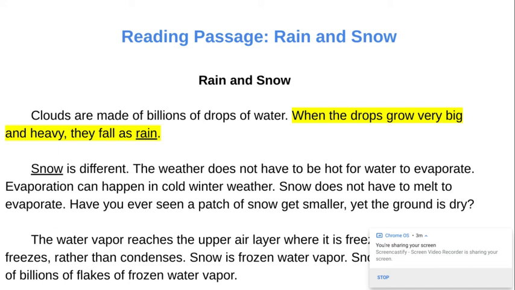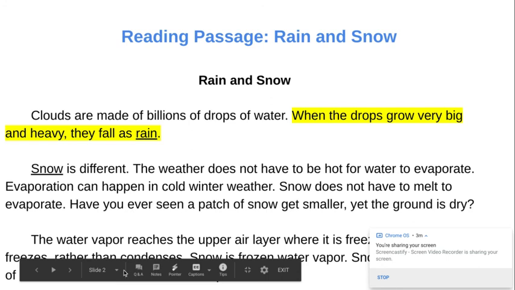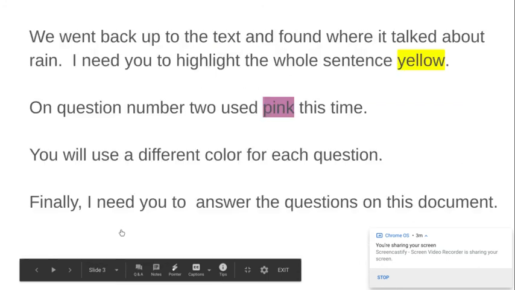Snow does not have to melt to evaporate. Have you ever seen a patch of snow get smaller and smaller, yet the ground is dry? The water vapor reaches the upper air layer where it is freezing. The vapor freezes rather than condenses. Snow is frozen water vapor. Snow clouds are made of billions of flakes of frozen water and vapor. So there is your reading passage.